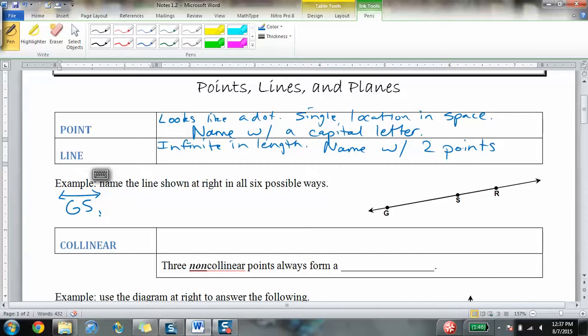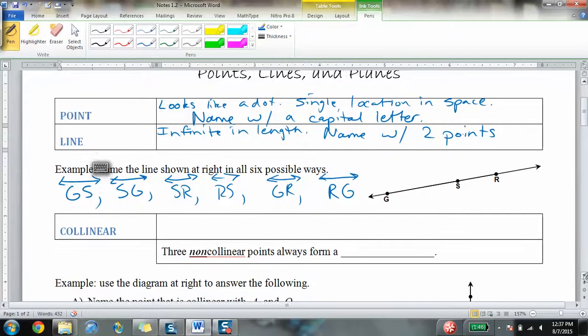So I could call this line GS. I could call it line SG. I could call it line SR, line RS, line GR, or line RG. And if I had more points on this line, there would be even more ways that I could name it.